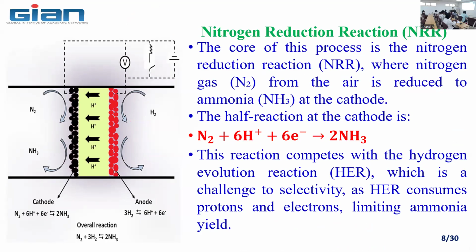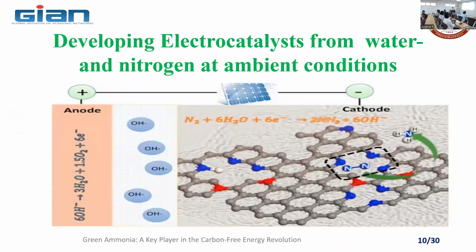So what is the nitrogen reduction reaction? The core of this process is the reduction reaction, where nitrogen from the air is reduced to ammonia at the cathode. This is the reaction happening. So already 6 H plus go through the electrolyte, entering into the cathode. Then 6 electrons come from the anode.